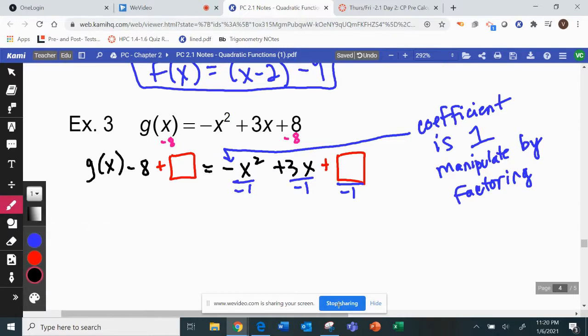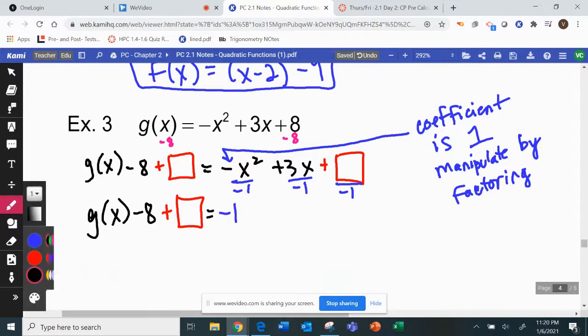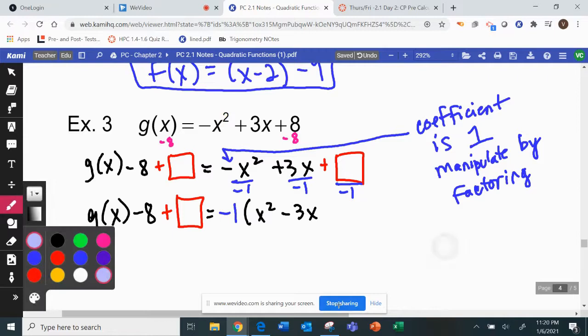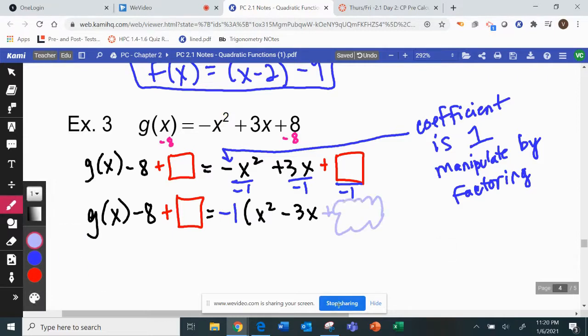All right, so my next step would be g of x minus 8 plus something that I don't know yet equals, now I'm taking out that -1, and I have left over x squared minus 3x. Now, I do not have a square anymore. I have a square divided by -1. So you can write it however you want. I like to just make it a fluffy cloud because there's a number there, but it is not the same number as the square because it's whatever the square is divided by -1. That's what the fluffy cloud is.